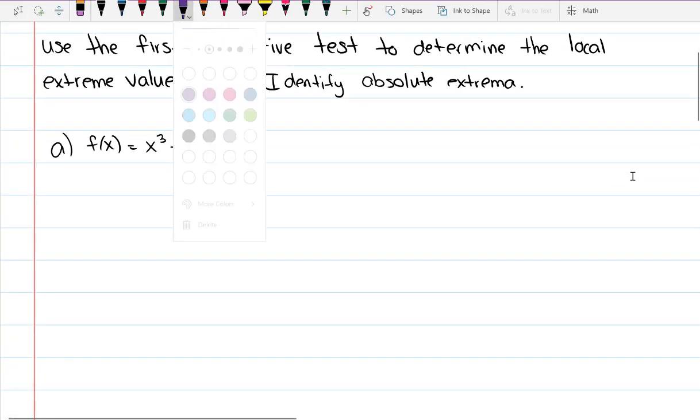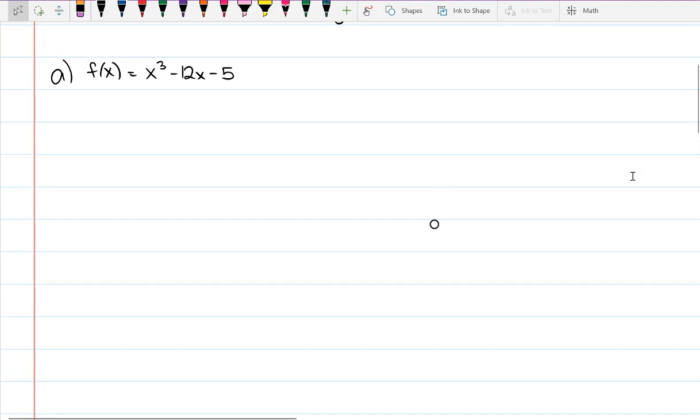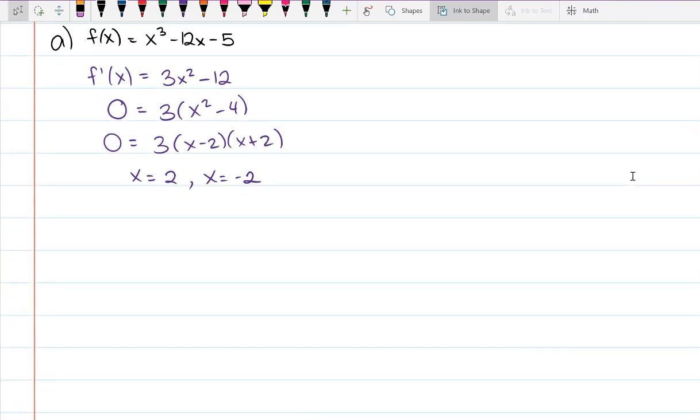So when we use our second derivative test, or our first derivative test rather, we are going to need to take the derivative. So let's do that. We take the derivative, we get f prime of x is equal to 3x squared minus 12. Then what we want to do is set the derivative equal to 0. So you get 0 is equal to 3 times x squared minus 4. And you get 0 is equal to 3 times x minus 2 times x plus 2. And solving, you get x equals 2 and x equals negative 2. These are going to be our critical values. These are our critical points.